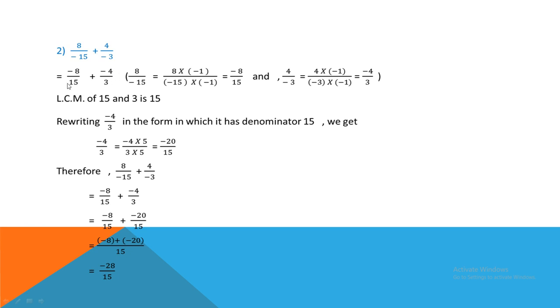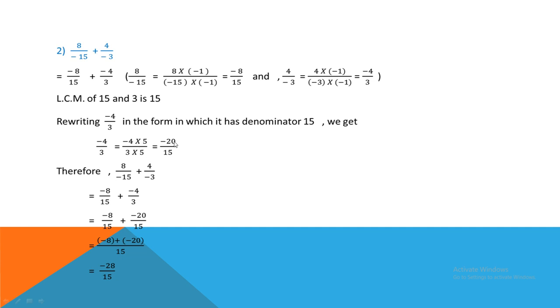Next we see our denominators are different. So we have to take the LCM. LCM of 15 and 3 is 15. In this number, our denominator is already 15, so no need to change. But we have to change minus 4 by 3, in such a way that the denominator comes out 15. So we choose the number 5, and multiply numerator with 5 and denominator with 5.